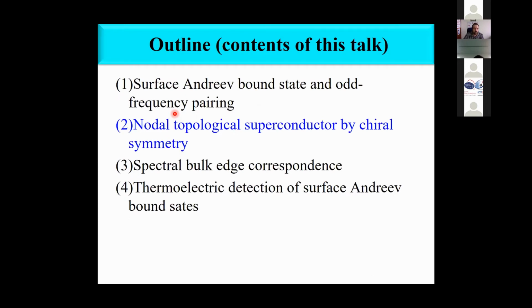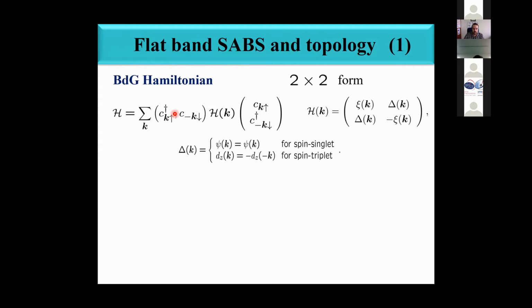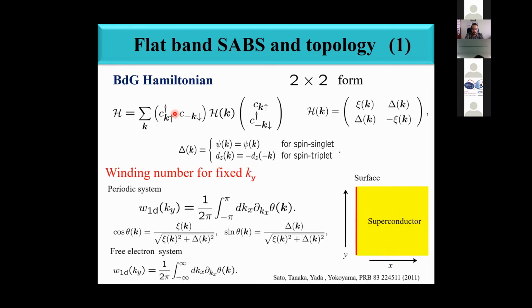So then let's look at how it is relevant to topology. Topological nature of superconductors: there are so many works about topological superconductivity, but I would like to mention a very basic, very simplified model. A 2x2 model. Even with such a very simplified model, we can discuss the topological structure of this Hamiltonian. Let's define the winding number like that, where xi is the kinetic energy and delta is the pair potential written in momentum space. Then we can define the theta parameter. And if we integrate theta from -pi to pi, we can define the so-called winding number. So this is a starting point.